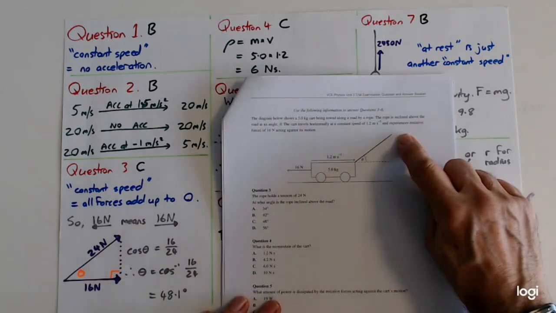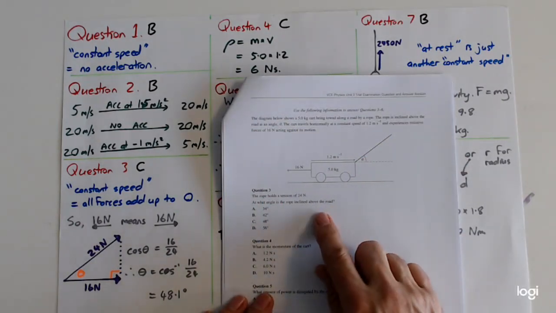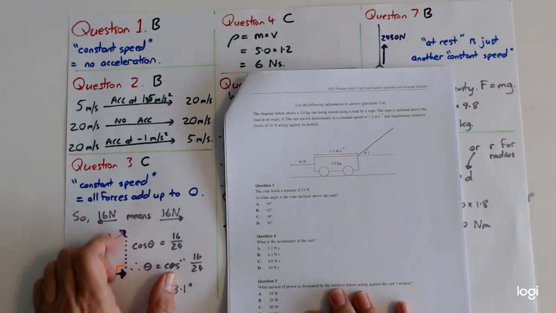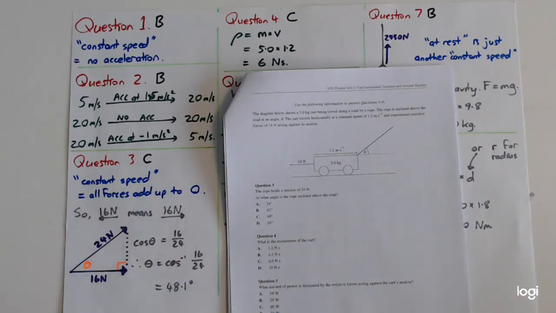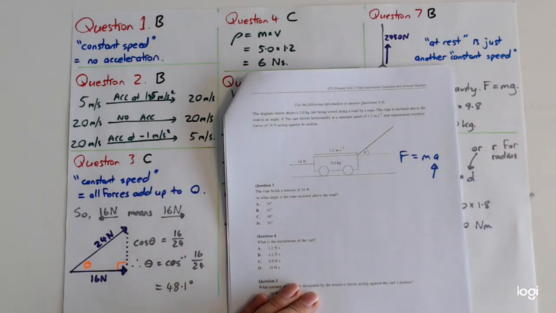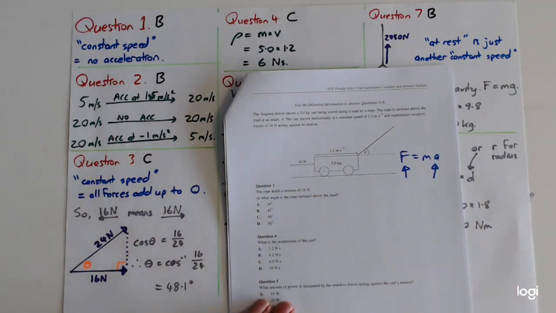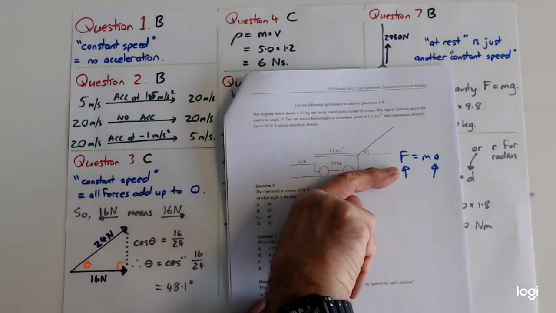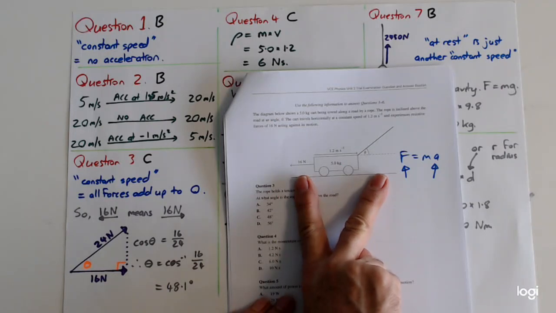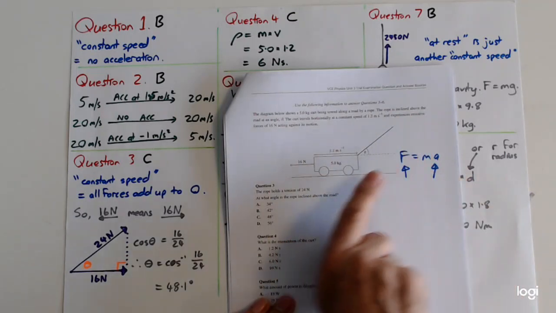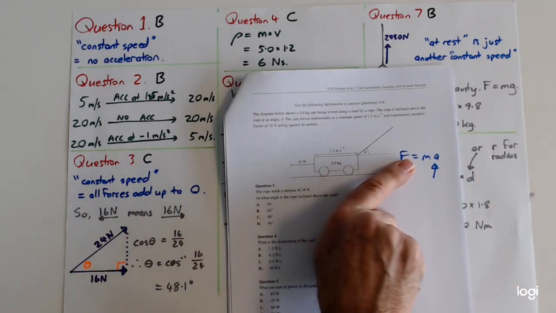The rope holds a tension of 24 newtons. What angle is the rope inclined above the road? So you've got to find theta. Again, constant speed. All the forces add up to nothing. If there's no acceleration, there's no net force. F equals ma. Constant speed means a is 0, so the net force has to be 0. So if that's being pulled back by 16, then it's being pulled horizontally forward by 16 as well. They have to cancel each other out. What we know is that the real force is actually 24, but the effect of it is 16 that way.